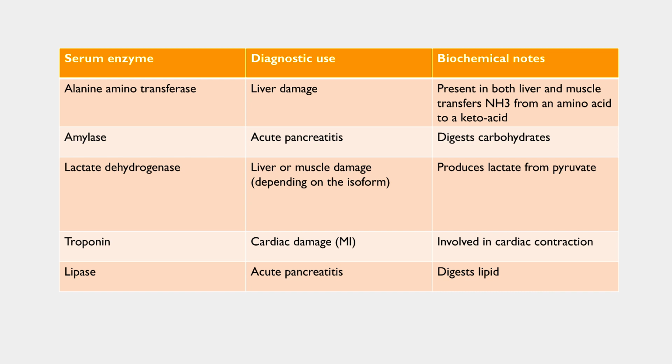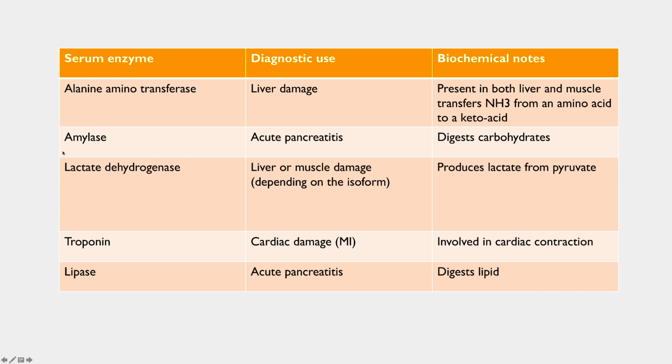This is a summary table of key diagnostic enzymes to be aware of, and we'll discuss most of these in the course. The first, alanine aminotransferase, levels can indicate liver damage. They can also indicate levels of muscle damage, as they are present in both the liver and the muscle. These transaminases, which we'll see when we discuss nitrogen metabolism, transfer nitrogen groups from an amino acid to a keto acid.